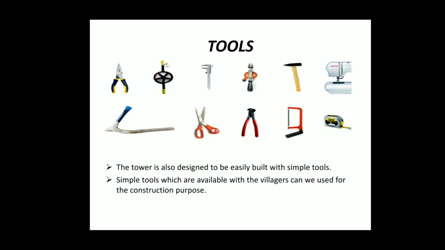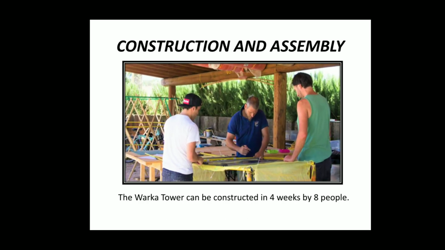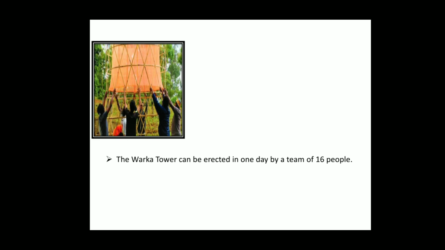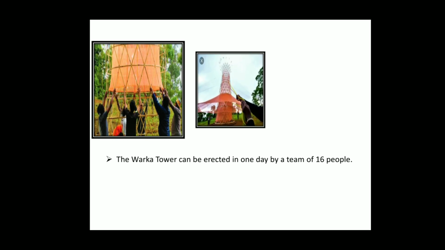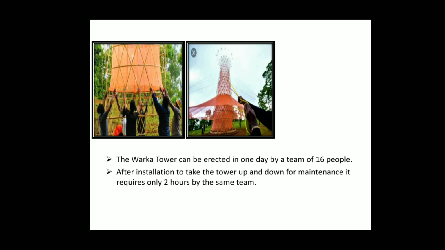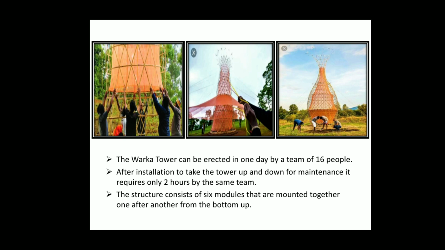Now let's see the construction assembly of the Warka Tower. This Warka Tower can be constructed in 4 weeks by 8 people. Here, the Warka Tower can be erected in 1 day by a team of 16 people. After installation, to take the tower up and down for maintenance, it requires only 2 hours by the same team. The structure consists of 6 modules that are mounted together one after another from the bottom up.